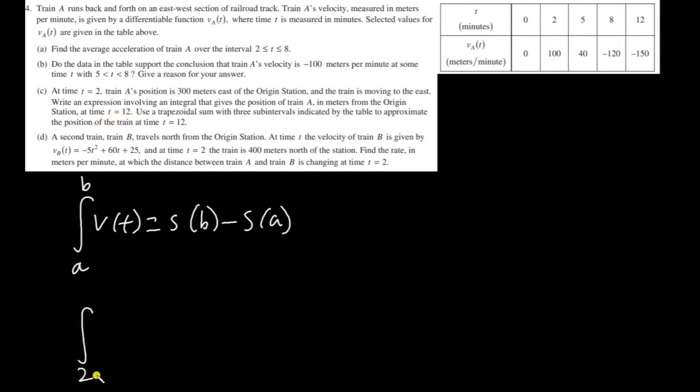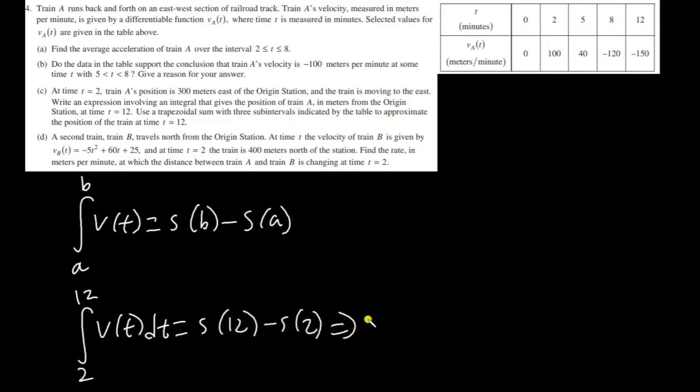And so, just like we did in part A, we're going to relate the position with the velocity, right? And this time, we know that if we integrate the velocity from A to B, we'll get the position at B minus the position at A, right? So we know the position at 2, and we want the position at 12. So I'm going to integrate the velocity from 2 to 12. That's going to give me the position at 12 minus the position at 2.